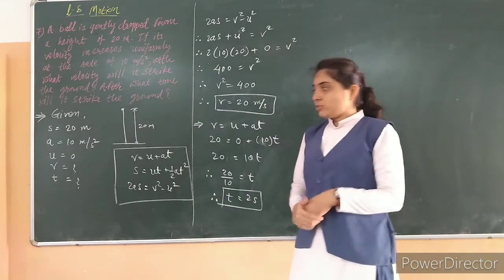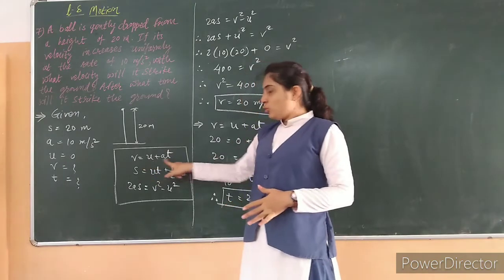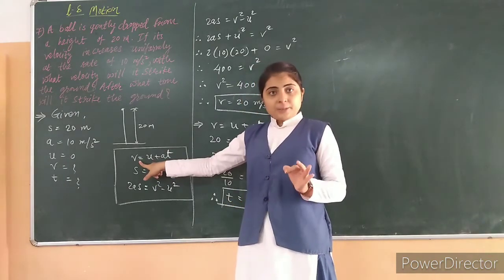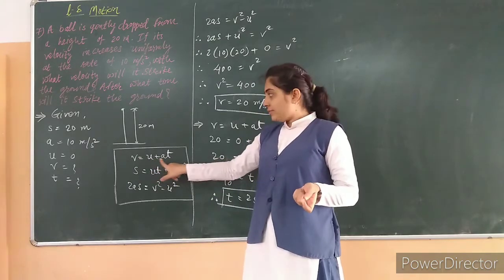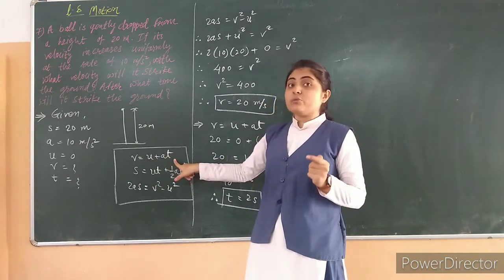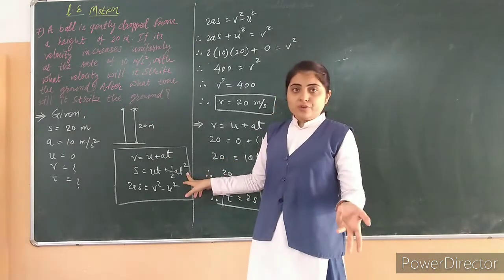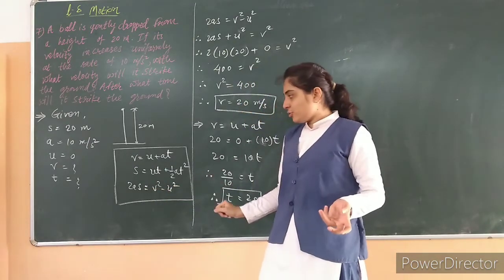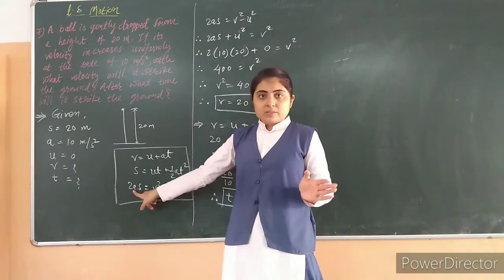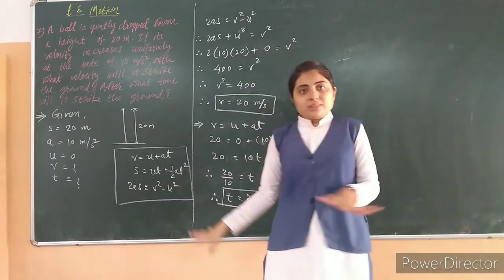So see the three equations, which equation can we use? V is equal to U plus AT. We need to find V. For the first equation, we have U, yes. We have A, yes. But we don't have T. So we can't use this equation. In the second, there is no V term. For the third equation, 2AS is equal to V square minus U square, we have A, yes. We have S, yes. We have U, yes. So all the quantities we have.